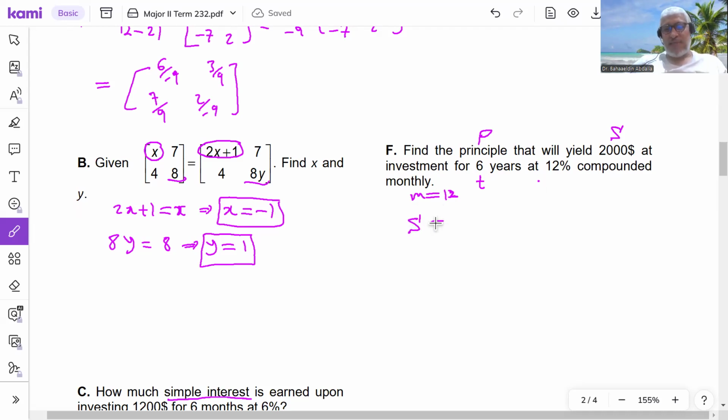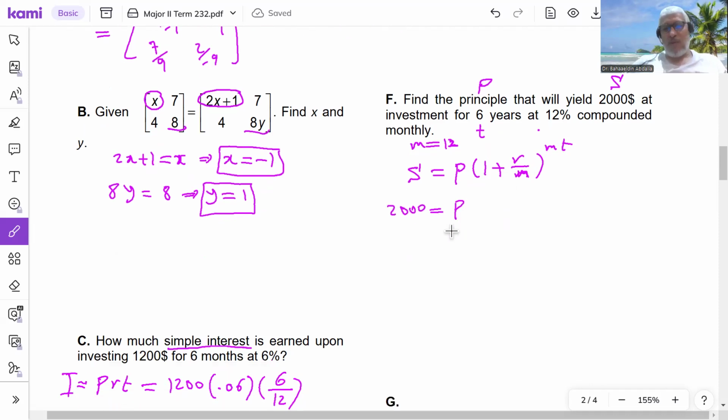The formula says S equals P times (1 plus R over M) to the power M times T. So the future value is 2000. P is unknown. 1 plus 0.12 over 12. M is 12, 12 months. M times T is 12 times 6, 72. Now, how to find P?